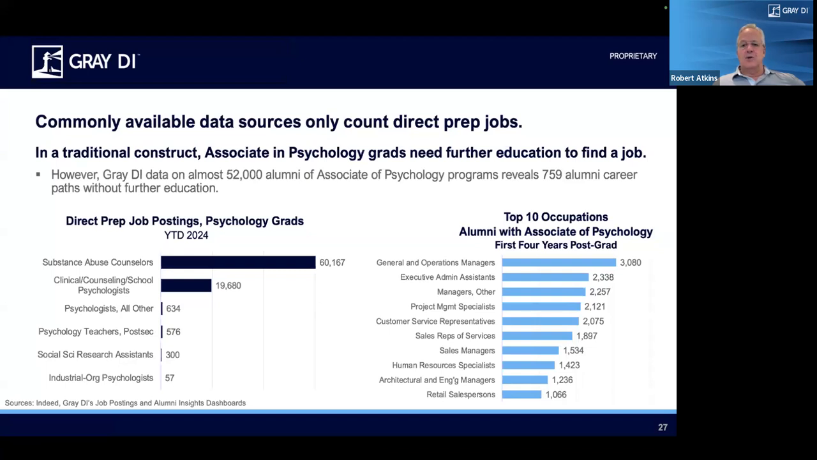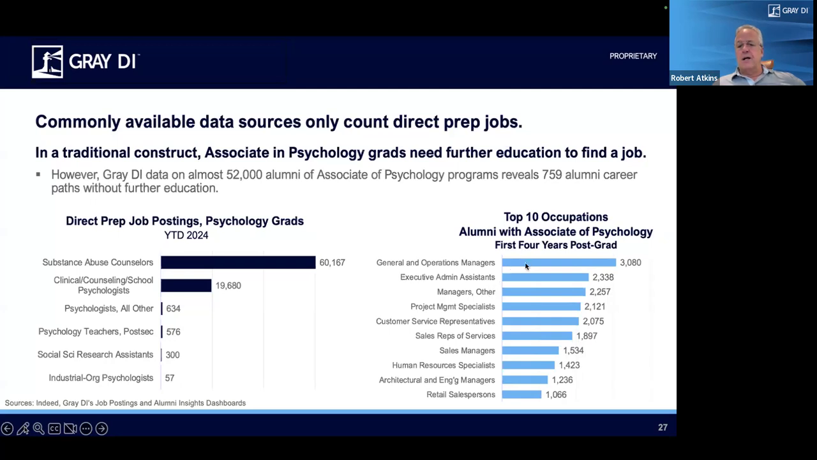Well, that's not quite correct. What we found when we looked at empirical data is that people with psychology degrees actually go into 759 different occupations. So we're not off by a little here. 5 is not close to 759. And unfortunately, much labor market data is done with a direct prep lens. And as a result, it dramatically understates the jobs available to students, misleads guidance counselors, and in many cases, negatively influences students' choice of major when it really needn't do that.